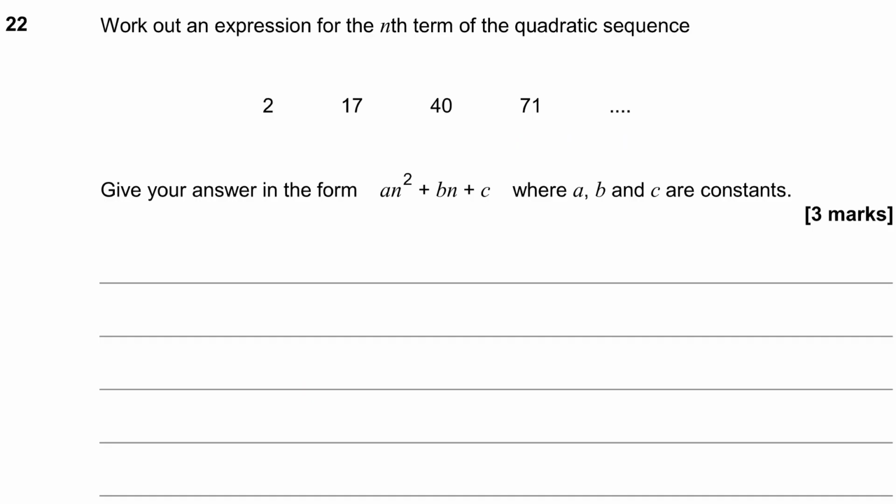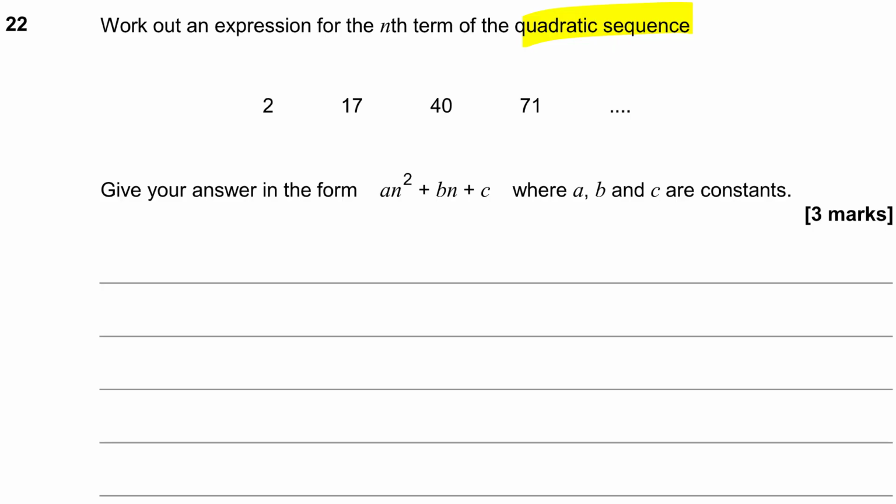Question 22. Work out an expression for the nth term of a quadratic sequence. We've been given 4 of the numbers: 2, 17, 40 and 71. Give your answer in the form an squared plus bn plus c, where a, b and c are constants. Okay, so we're told straight up this is a quadratic sequence.